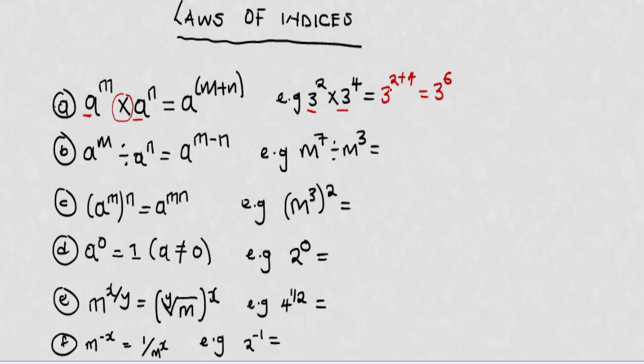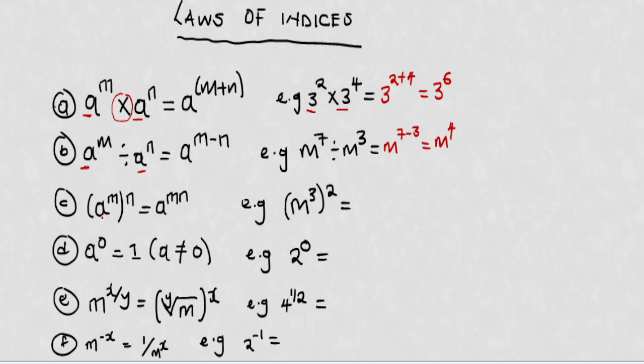The other part is when you have indices of the same base and we are now using division here, you subtract the powers. Look at an example. If we have m to the power 7 divided by m to the power 3, you maintain the m, then you subtract the powers. So 7 minus 3 gives us 4. So we get m to the power 4.